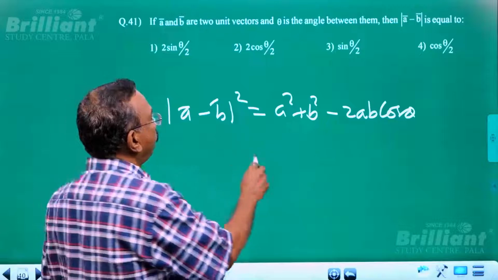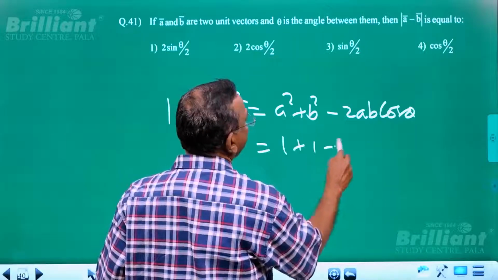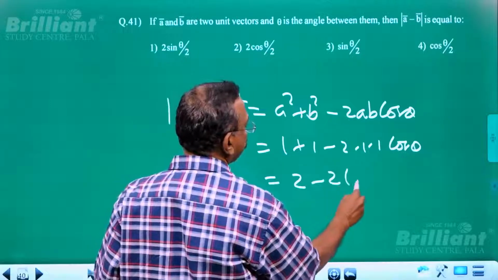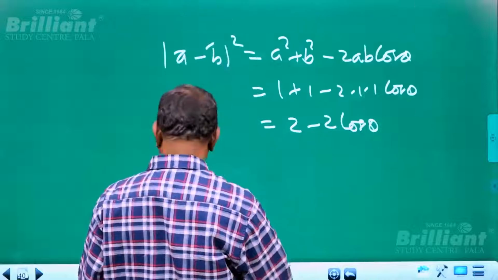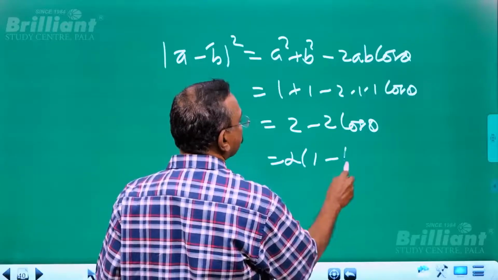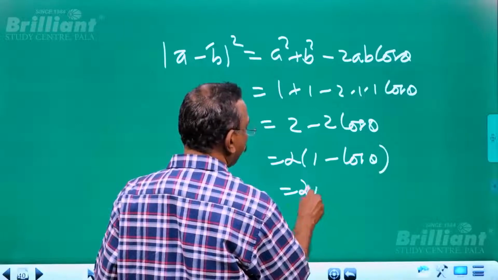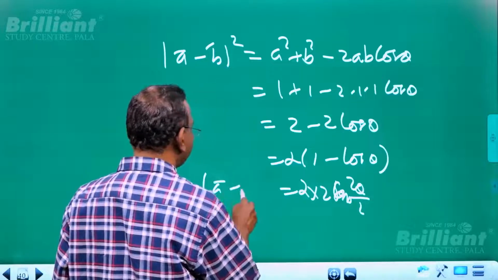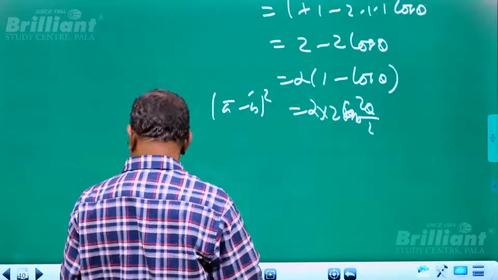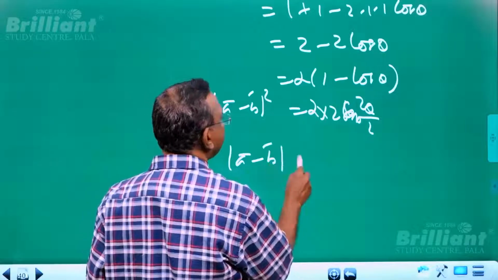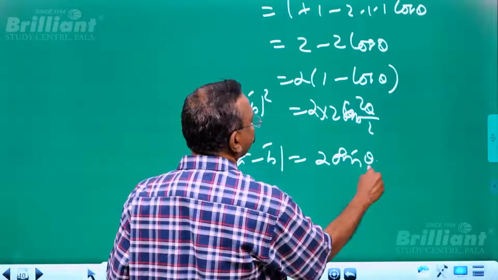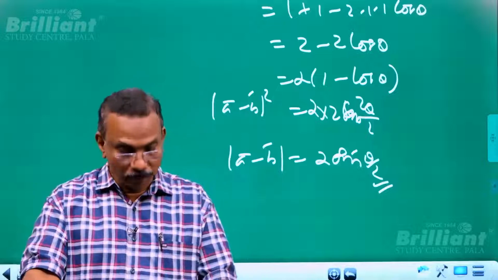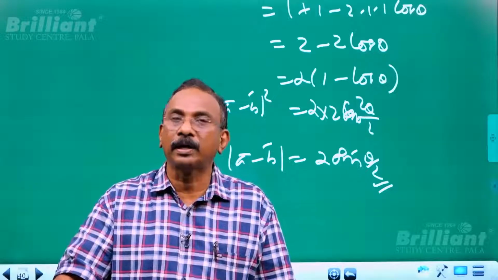Now, this A and B are unit vectors. So 1 plus 1 minus 2 into 1 into 1 into cos theta. It is equal to 2 minus 2 cos theta. So you can write 2 into 1 minus cos theta as 2 into 2 sin square theta by 2. So that is mod A bar minus B bar the whole square. So, what is mod A bar minus B bar? Mod A bar minus B bar is equal to 2 sin theta by 2. So option 1 is the correct answer.